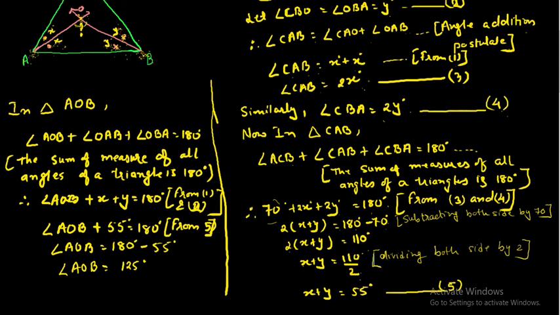And x plus y is of 55. So from 5 we will get x plus y. So we have to write the reason. So again, subtracting both sides by 55, we will get the value of angle AOB, that is of 125 degree.